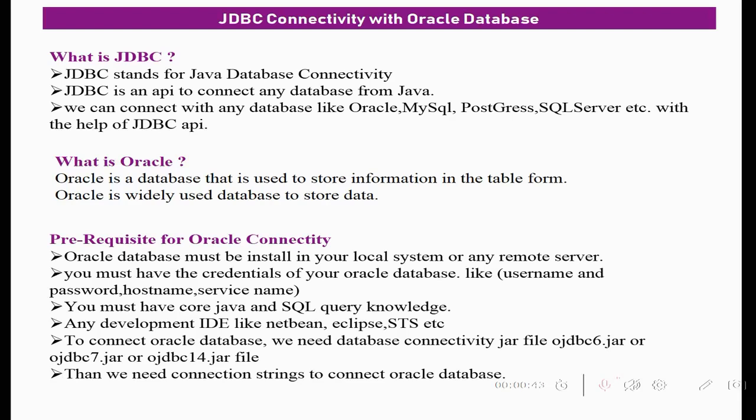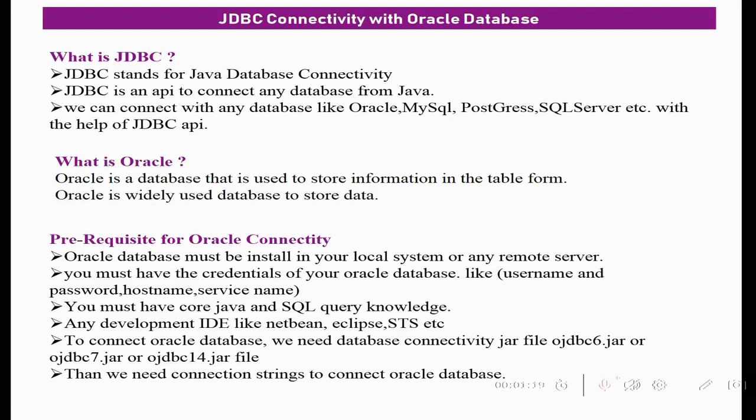Now we understand what is JDBC. JDBC is an API that is used to connect any database from the Java application. Now let's understand what is Oracle. Oracle is a database that is used to store information in the form of rows and tables. Oracle is a widely used database to store data.